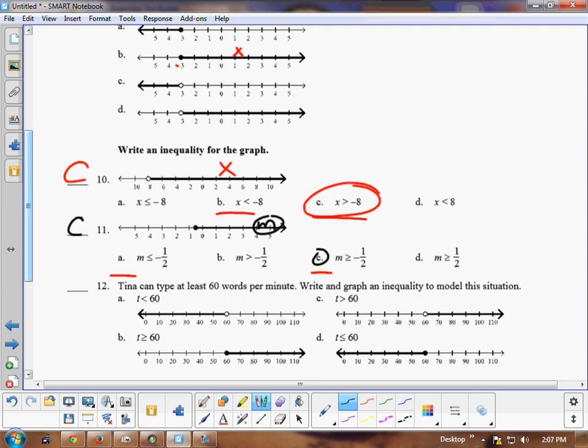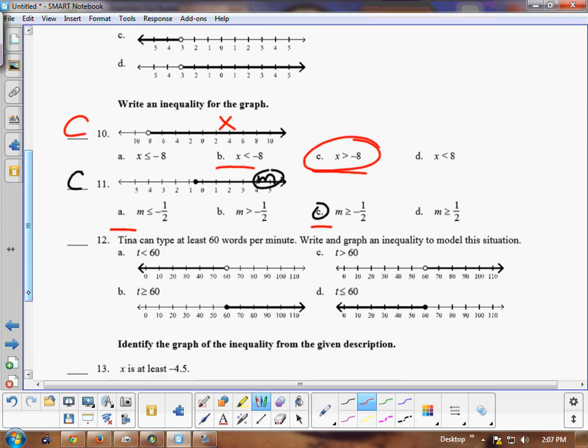Looking at 12. Tina could type at least. Remember, at least, we said at least was greater than or equal to 60, because at least is the floor, so it's greater than or equal to 60. And the only one that is greater than or equal to 60 is letter B, for at least. Again, at least is the floor.